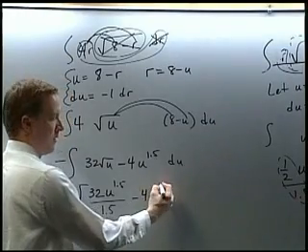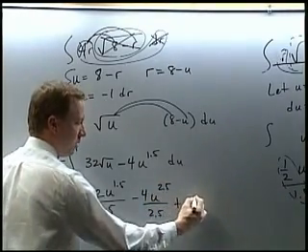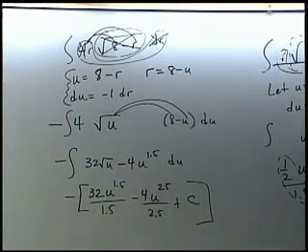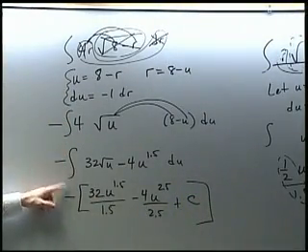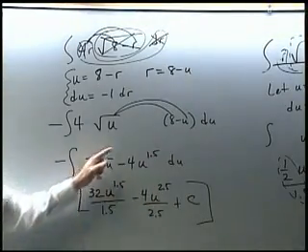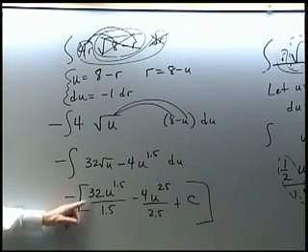U to the 2.5 divided by 2.5 plus a constant. Okay? Notice how I did this. I kept the negative from here. I just kept it out in front because that negative is actually going to have to go through to every single piece here. Okay? And if you wanted to at this stage, you can clean this up.